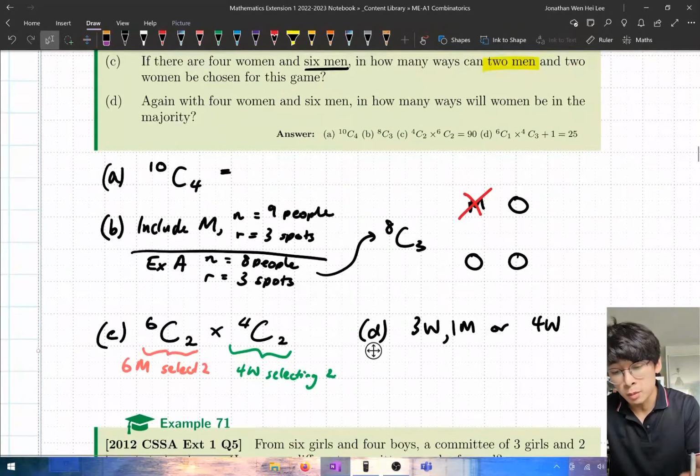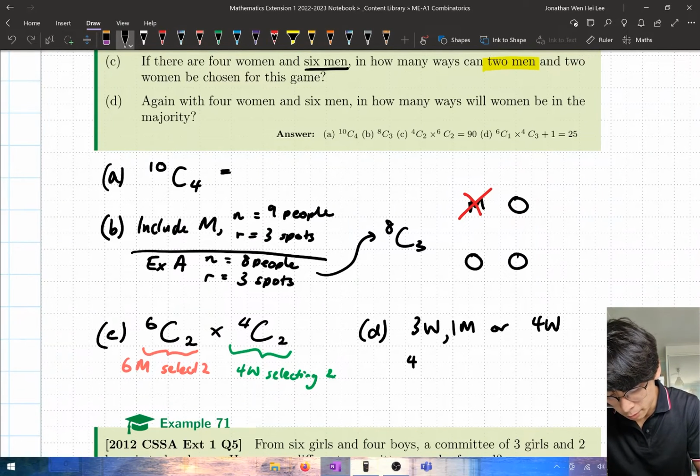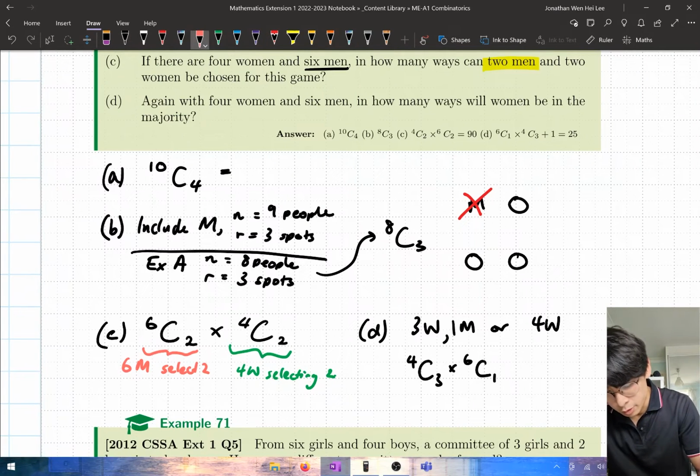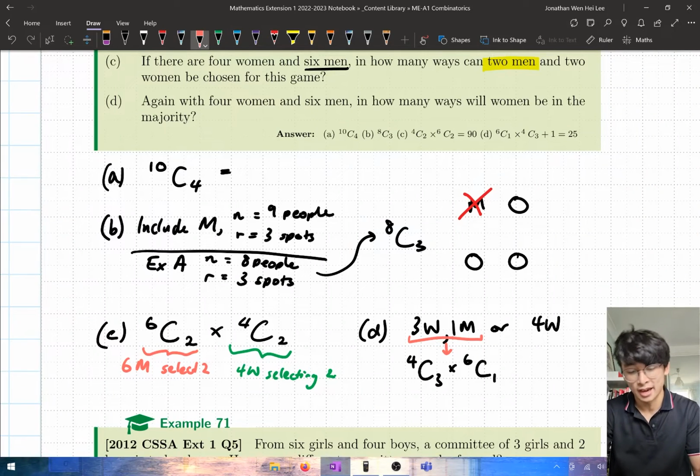If there was 3 women and 1 man, let's select the 3 women first. So how many women are there? There's 4 women, and we're choosing 3. And then for the 1 man, we need to multiply that with 6 men, and we're choosing 1. So right here, this is the 3 women and 1 man case.